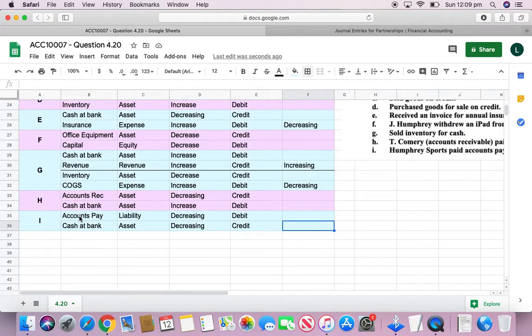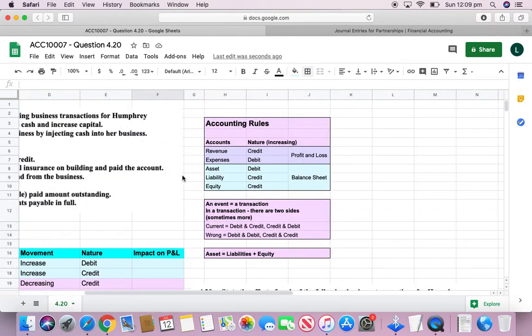So that's it. That's their answers. Hopefully that helps you make sense. As you can see, this little bit right here makes it super easy. We just need to know, is it increasing or decreasing, and we know whether to do a debit or a credit.